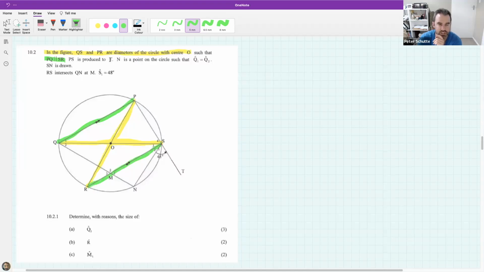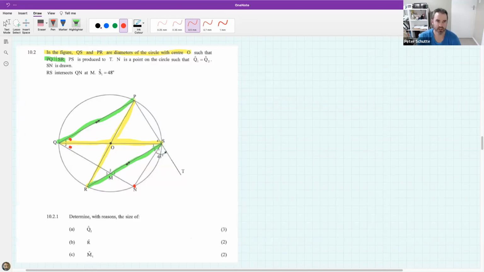PS is produced to T. That's not really too much of an issue. N is a point on the circle. So where is N? N is a point on the circle such that Q1 over here is equal to Q2 over here. It also says RS intersects QN, oh, quite a lot of reading here, at M. S1 is 48. Okay, they've already told us that you can kind of see that angle S1 is 48 over there.